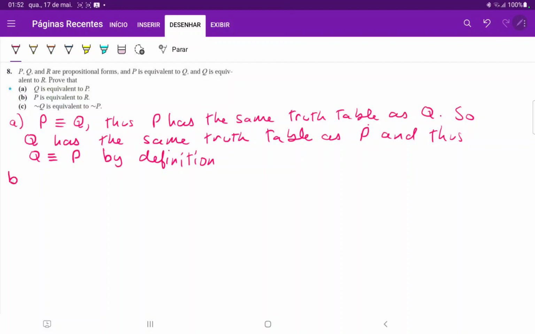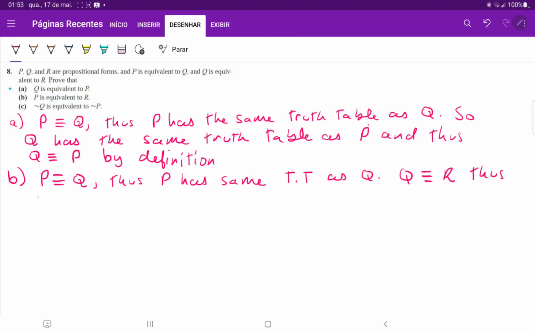So for B, we're going to say P is equivalent to Q. Thus, P has the same truth table, and I'll just abbreviate it as TT, same truth table as Q. Q is equivalent to R. Thus, Q has the same truth table as R.